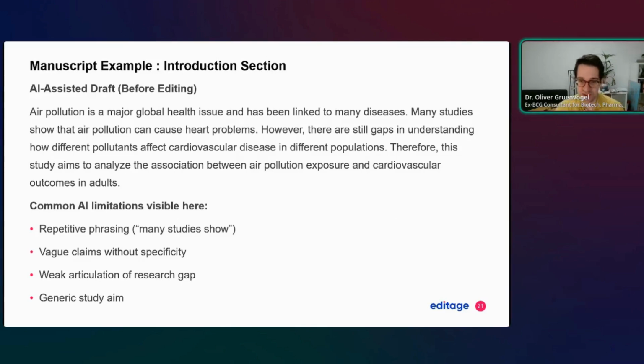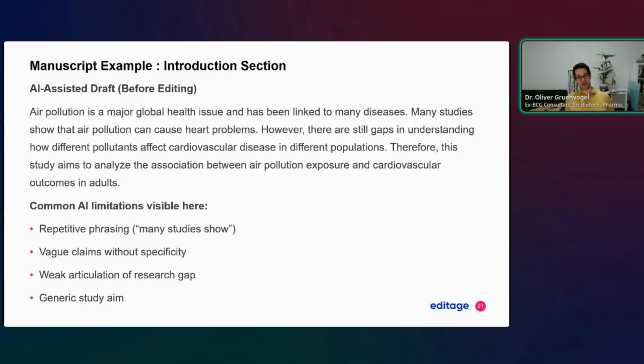And now you can see an example for an AI-assisted draft, and I'll also quickly be quiet to let you read that. So what you can see here, especially the second point on the limitations that are visible here, is there's very weak claims, they're vague, and they're not very specific. So this is actually worse than in the first draft that a human did.